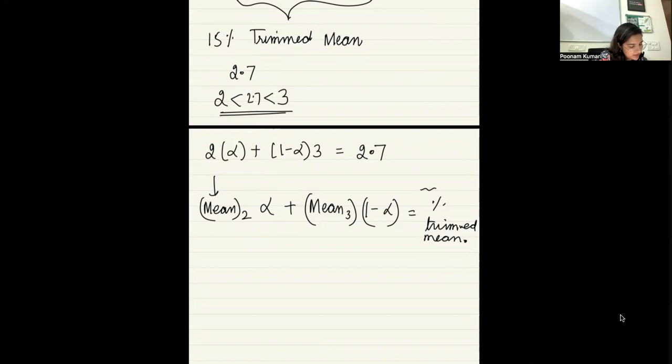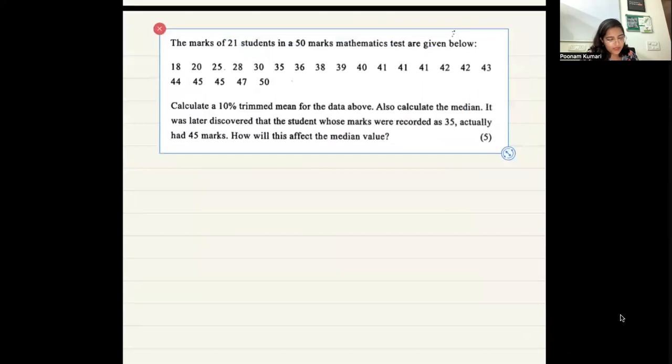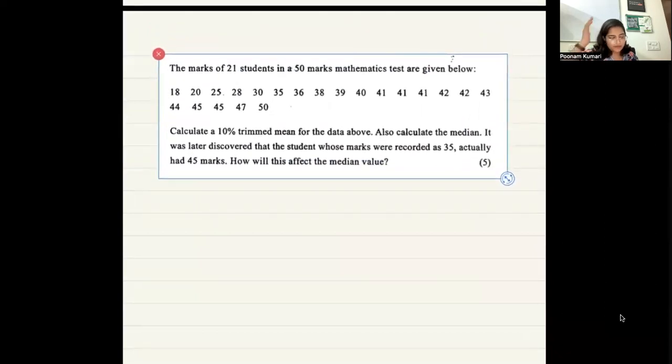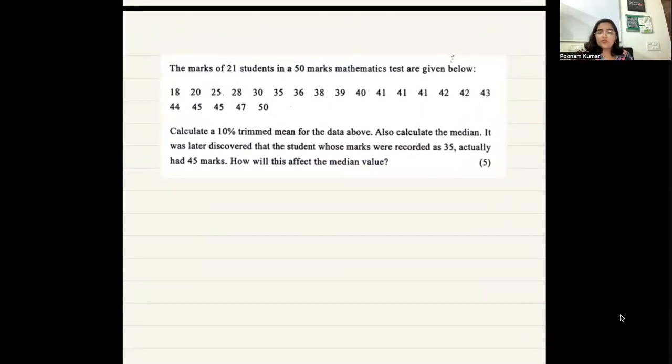Let's see. Trimmed mean. So let's take up an example now, and let's calculate. This was one of the questions which came in the past years, but not the previous year batch, before that. So let's do this problem and let's see what is given to us.